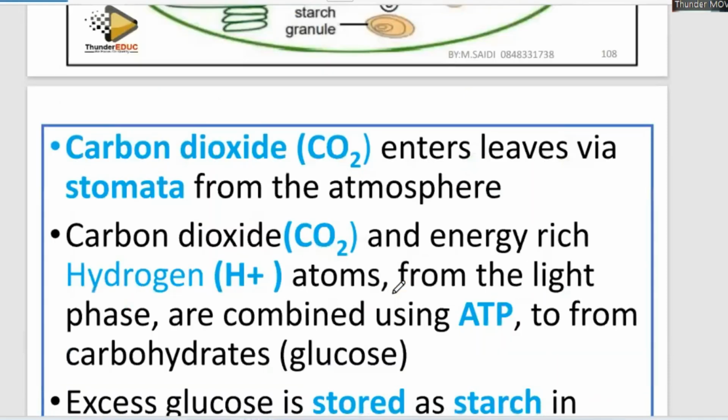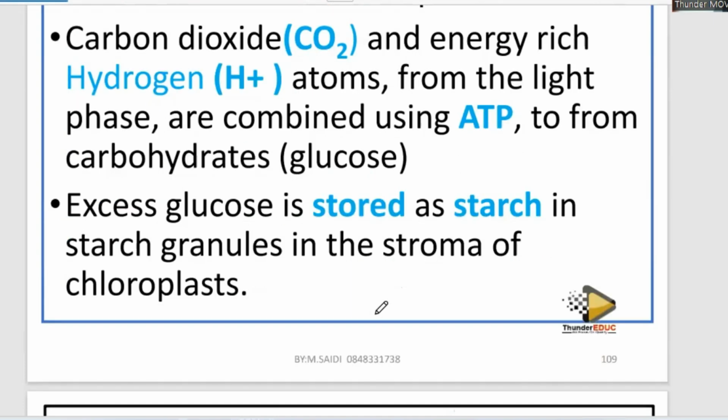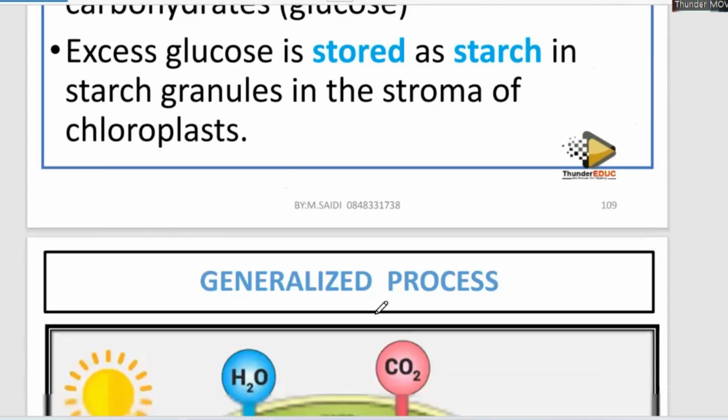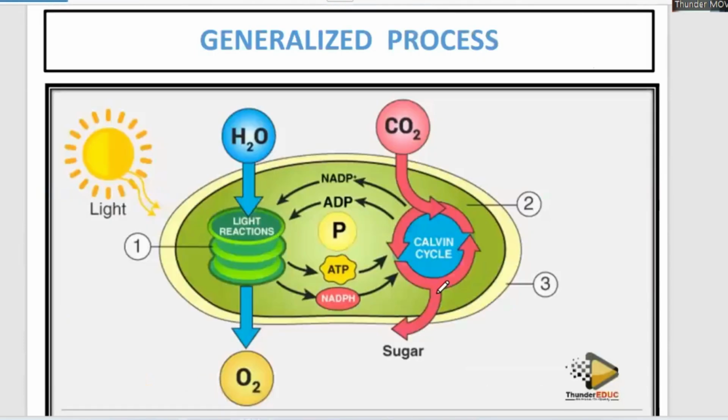If you apply iodine, you see that it turns blue-black. Why? Because that leaf has, not glucose, but what you call starch. So this is the generalized process.